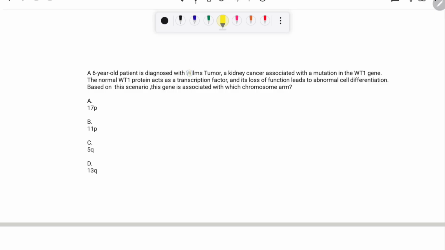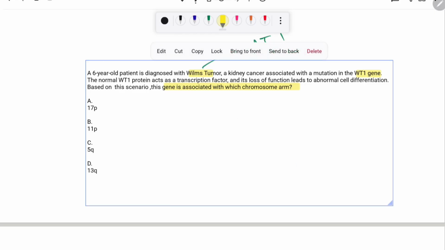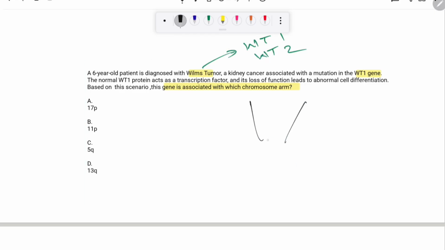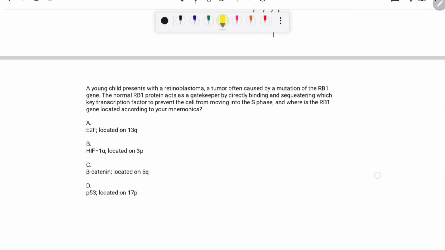Moving on to the next question. A 6-year-old patient with Wilms tumor, but WT1 or WT2? It is given that it is WT1 in the next sentence. So what they are asking us is which is the gene associated with the chromosomal arm. So I said W should be written with two vertical lines. So two vertical lines means 11, and this is a pediatric age group tumor. So 11p is the answer, which is option number B.